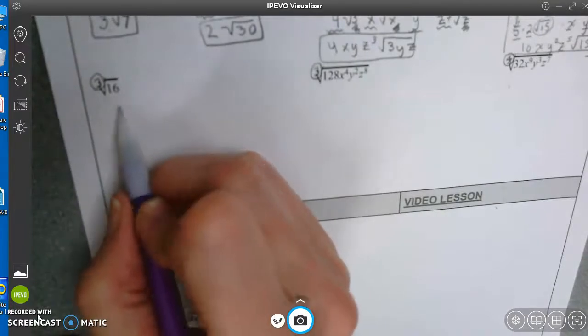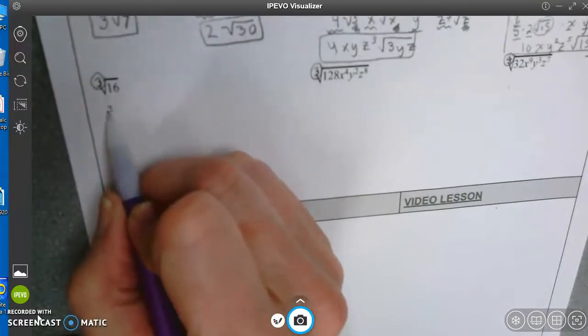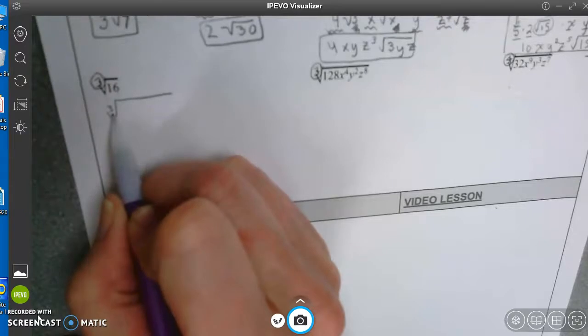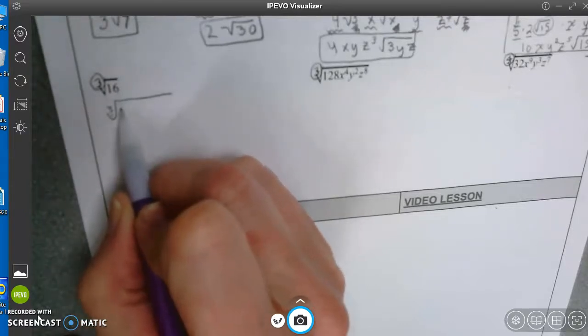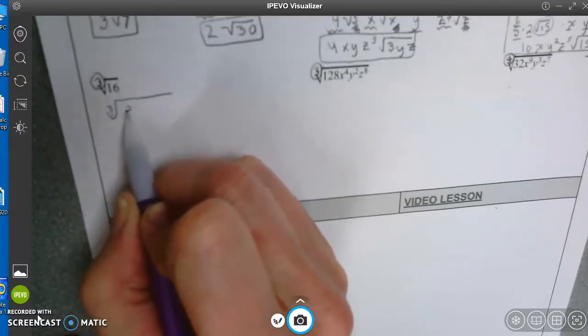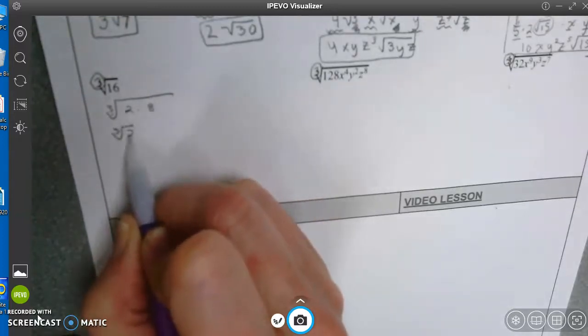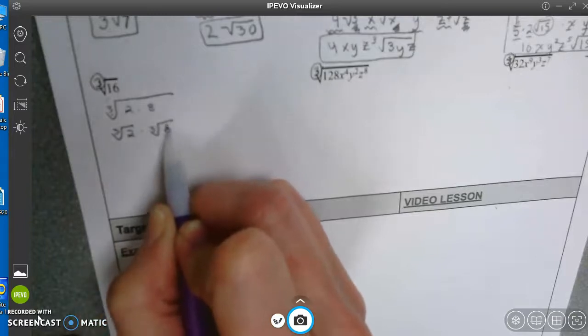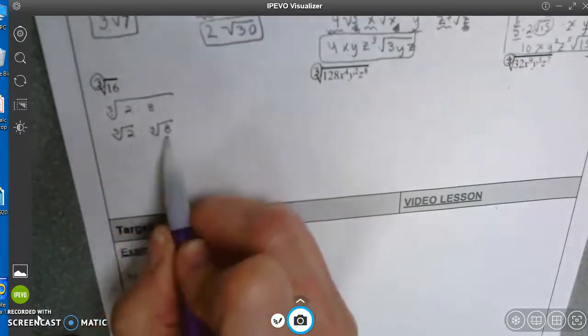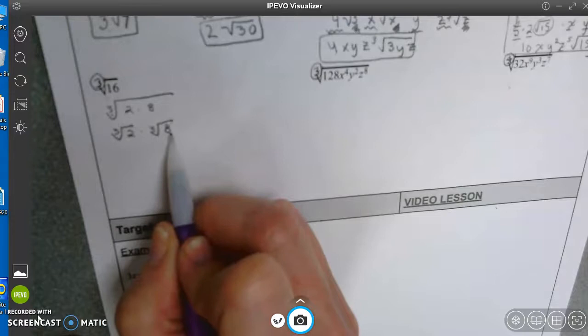So now I need to look for groups of 3. So I'm going to break up 16. Keep that index there. Remind me what I'm looking for as much as I can. So I know it's 2 times 8, so I can say the cubed root of 2 and the cubed root of 8. And now I've got to look for groups of 3, which some people know right there, but some people don't see it.